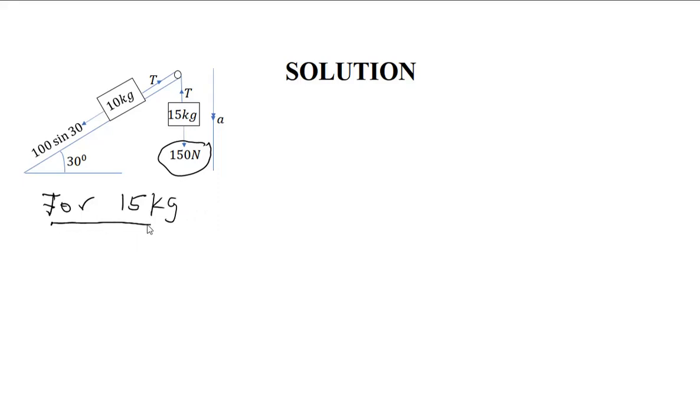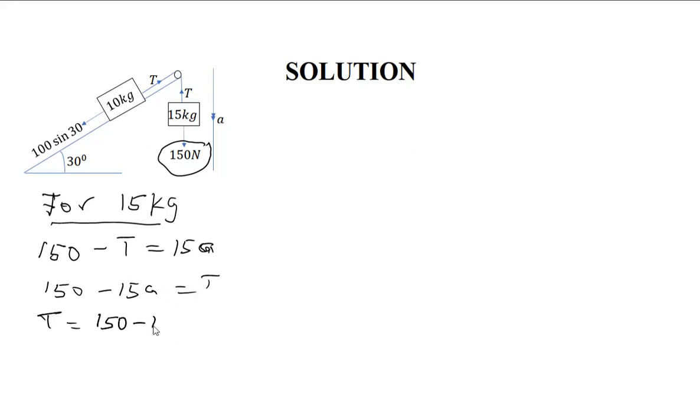So let's start with the 15 kg body. Let's analyze that. Now we assume that the system is moving down. So we will have 150 minus tension is equal to the resultant force, which is 15A. In this, we have 150 minus 15A is equal to T. So T is 150 minus 15A. That is equation 1.